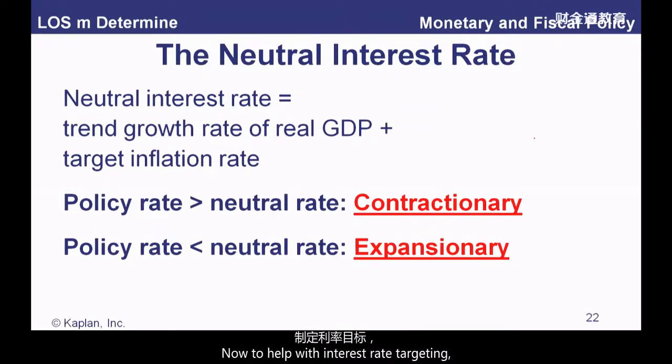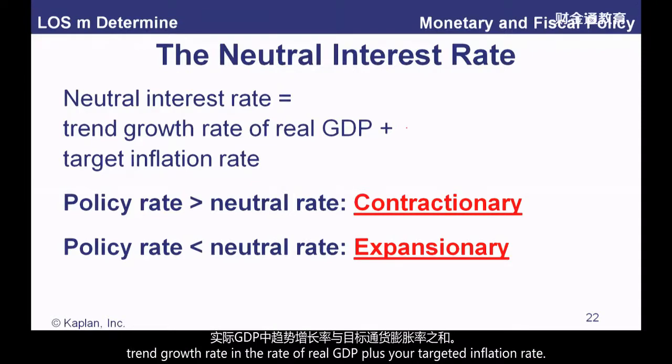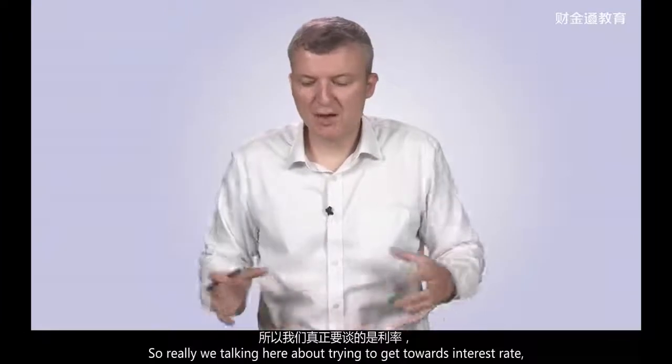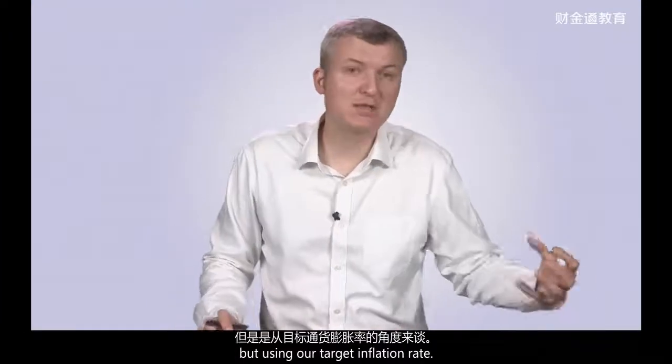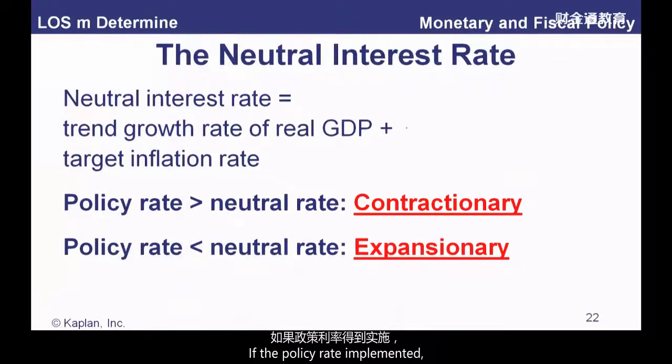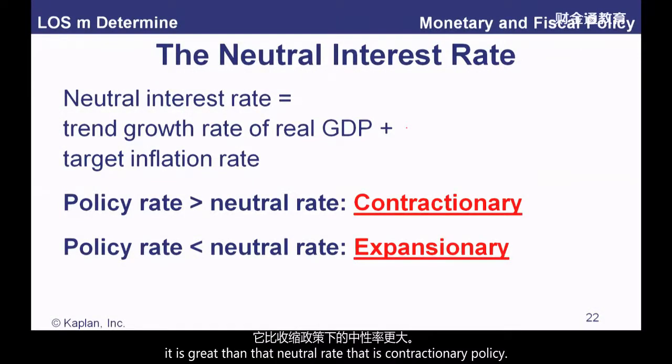Now, to help with interest rate targeting, if that's indeed the direction the central bank wants to go, it's helpful to identify a neutral interest rate. Fairly straightforward this, but it's a good little exam question, I think, potentially. Just define the neutral interest rate as trend growth in the rate of real GDP plus your targeted inflation rate. So really we're talking here about trying to get towards interest rates, but using our target inflation rate. If the policy rate implemented is greater than that neutral rate, that is a contractionary policy.